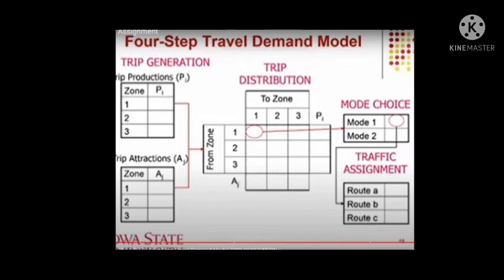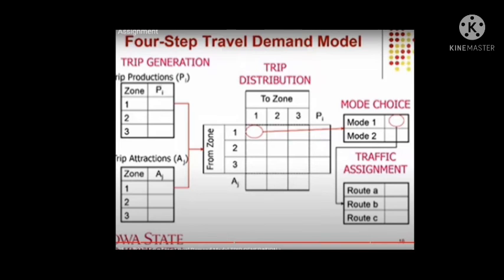Then using that data we can now go to the trip distribution. So this is the tabulation of the two data, so the trip distribution. Then after summing it up, we are now going to the mode choice. So you will choose mode 1 and mode 2. And after that, the last part is the traffic assignment.